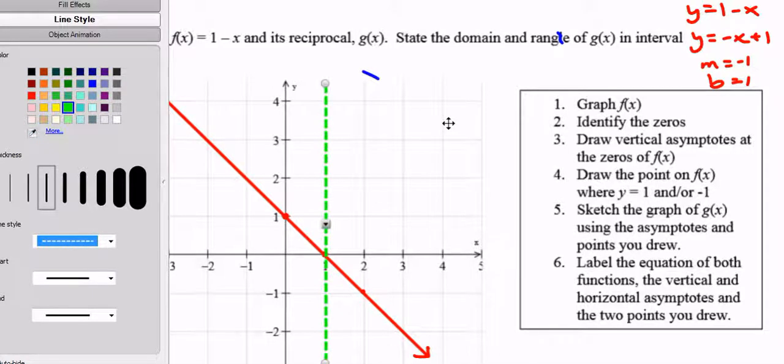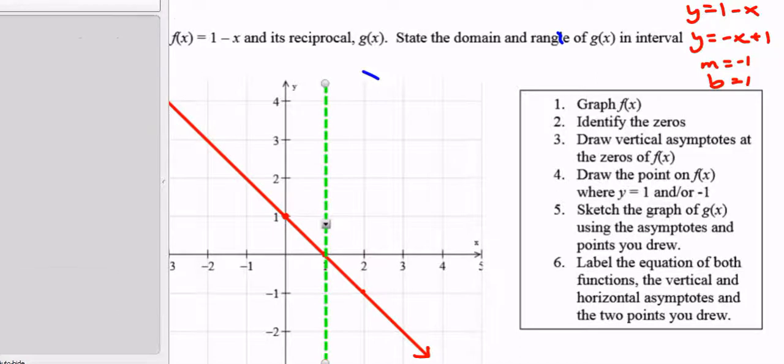So this is part of my reciprocal function. This is not part of the line. Obviously, a line does not have an asymptote, but what I'm doing is using properties of my original function to graph the reciprocal. So the first step is wherever there's a zero on the original function, that's going to be part of my reciprocal function, and it's going to be the asymptote. Draw the point on f of x where y equals 1 or -1. So I'm going to go to my f of x where y equals 1 or -1, and I'm going to draw in a point there.